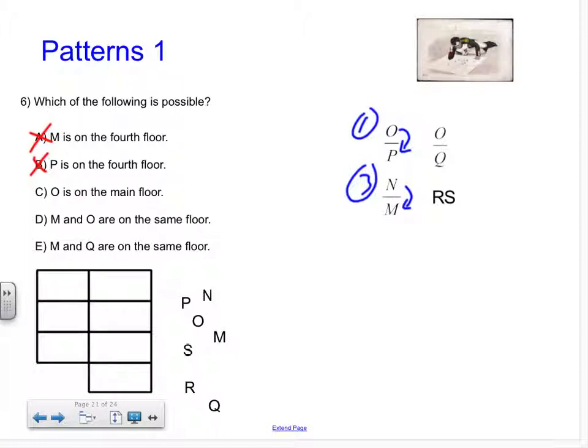C, O is on the main floor. Well, what would happen if we put O on the bottom floor down here? Again, looking at condition 1, we know that O needs to be above P, and if O is on the main floor down here, it would have to be below P because there's only one room at the bottom floor. So C is not a possible answer choice.